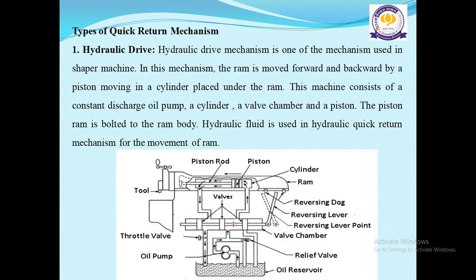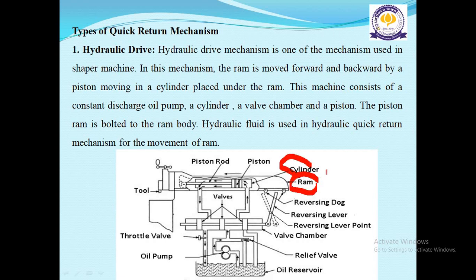There are various types of quick return mechanism. Number one is the hydraulic drive. The hydraulic drive mechanism is one of the mechanisms used in the shaper machine. In this mechanism, the ram is moved forward and backward by a piston moving in a cylinder placed under the ram. Referring to the diagram here, you can see this is the ram.